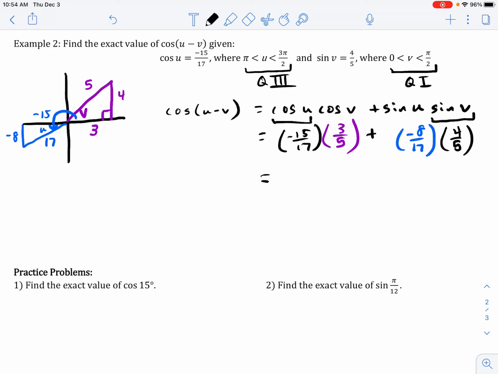We've got -45/85 plus -32/85. And so this would be our value.